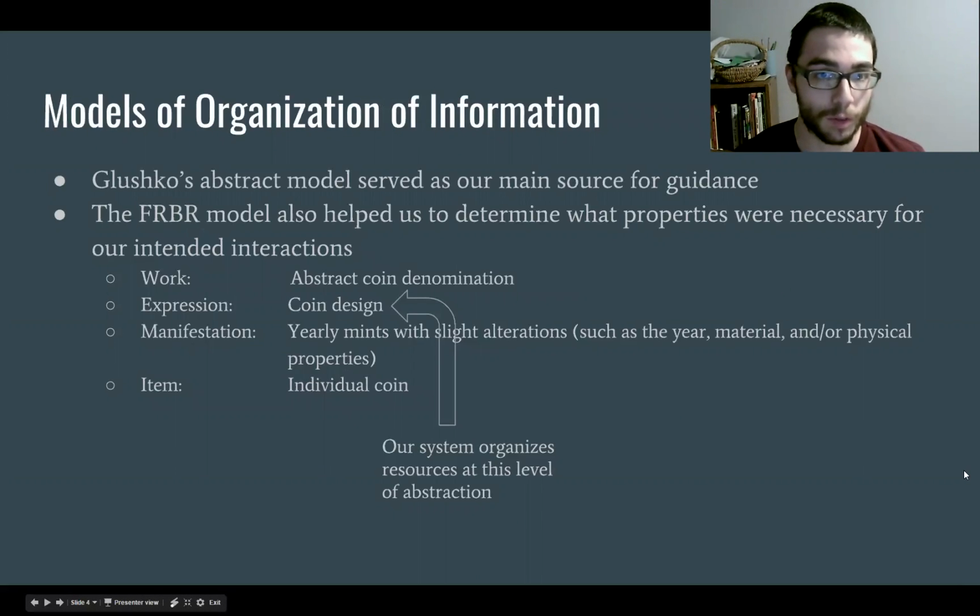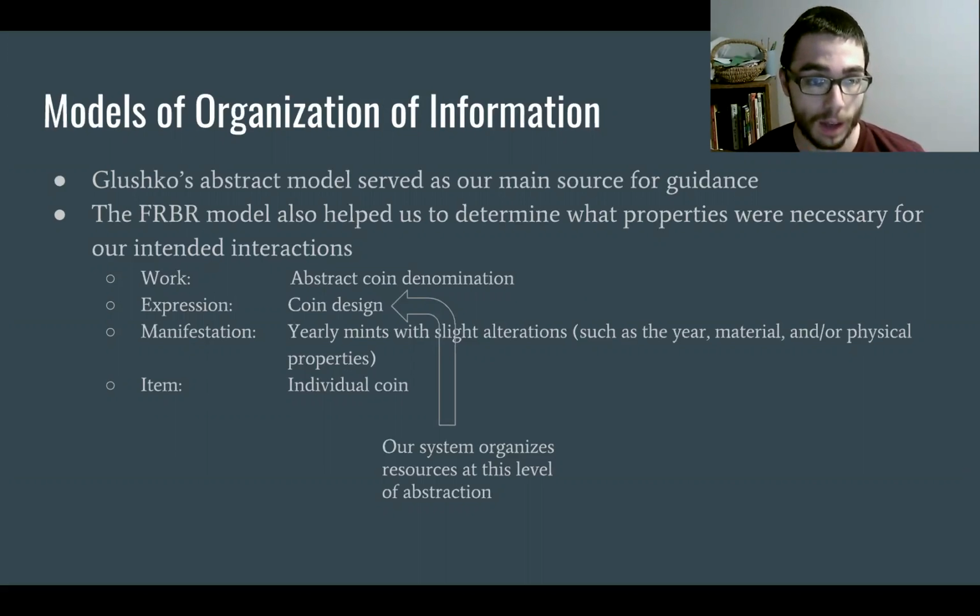The model of information organization that we used as a source was Glushko's model, since it was the main source that we focused on in this course. It served as our main source of guidance. We also used the Ferber model to help us determine what properties would be necessary to include in order to allow the interactions that we wanted.